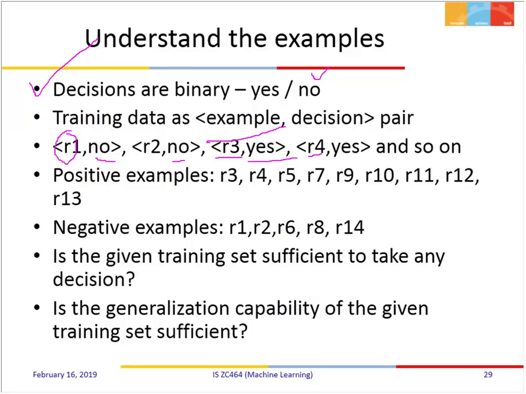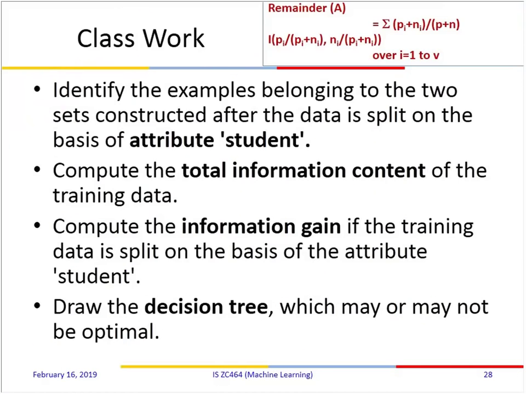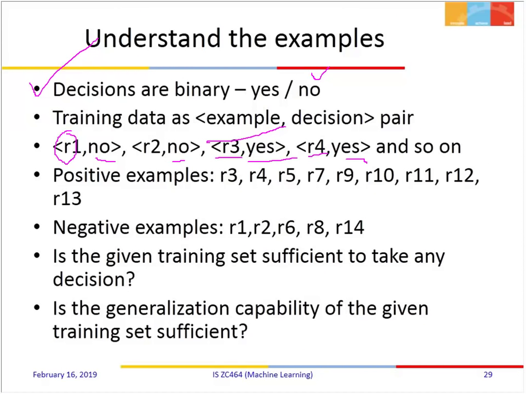So we will call all such examples such as R3, R4, R5, R7, R9, R10, 11, 12, and 13 as positive examples. But 1, 2, 6, 8, and 14 are negative examples. So which are the negative examples? 1, 2, 6, 8, and 14. These are the negative examples. This is about the decision class. If the decision class is negative, we call it a negative example. If the decision class is positive, we call it a positive example.